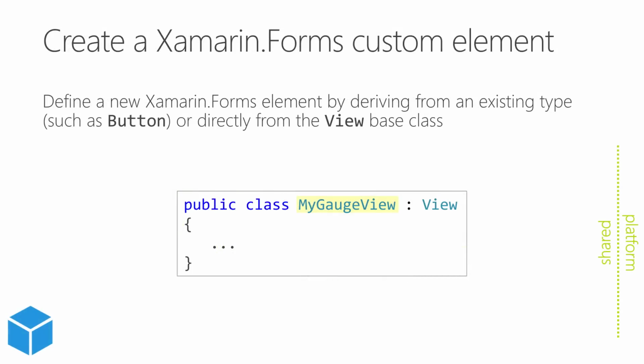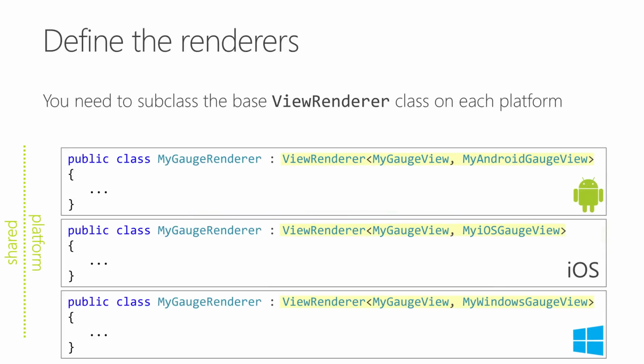So we'll start by defining a new element in our shared code. Since this gauge example doesn't really fit any of the existing elements, we need to derive from the base view class in Xamarin.Forms. The next step is to create our renderer on each platform.